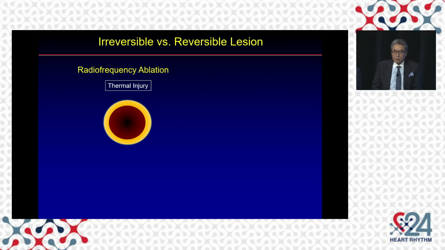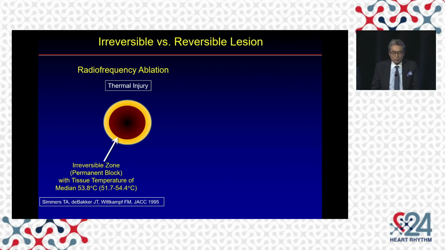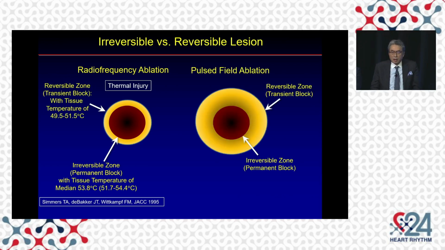irreversible versus reversible lesion formation. This is the RF ablation. This is a nice study, 1995, published by the Dutch group, De Backer and my friend Frederik Kampf. Irreversible zone surrounded with a very narrow reversible zone. In contrast, with PFA application, if you make a similar lesion size, durable or irreversible zone, it's surrounded by a much larger reversible zone, i.e. transient conduction block.